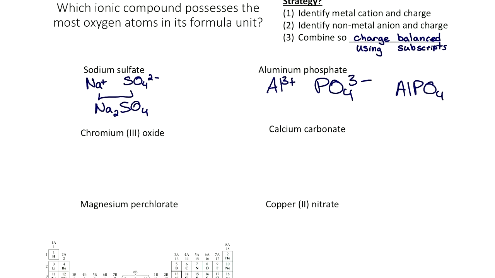Okay, chromium 3 oxide. I love the stock system. Why? Because what's the charge of this? 3. We don't even have to think about it. It just tells us. But oxide, we do need to know. What is that? 2 minus, yes. And so we swap them. And so this is Cr, 2 of them, O3.